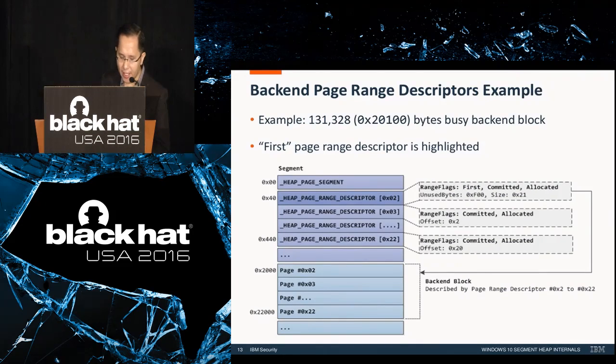Here is an example of a set of page range descriptors that describes a busy block. Page range descriptor 2 describes this page, and then page range descriptor 3 describes this page. They state that the pages are both committed here and then allocated, which means busy. Also, the page range descriptor for page 2, which is the start of the block, is marked as the first here. And therefore, the size field is the total number of pages of the backend block.